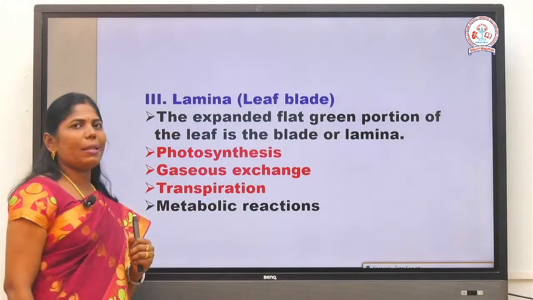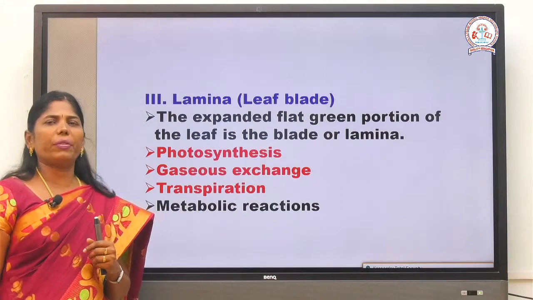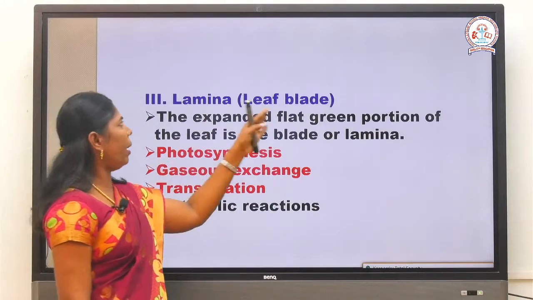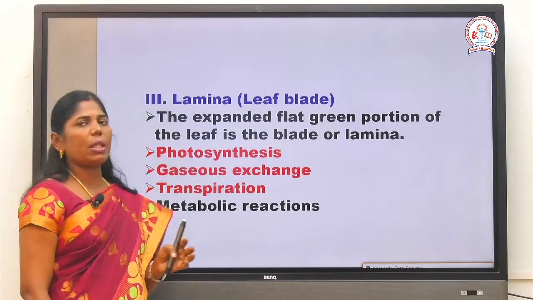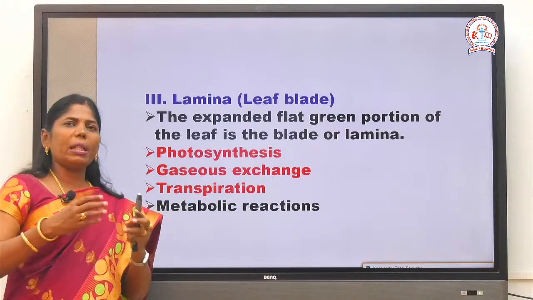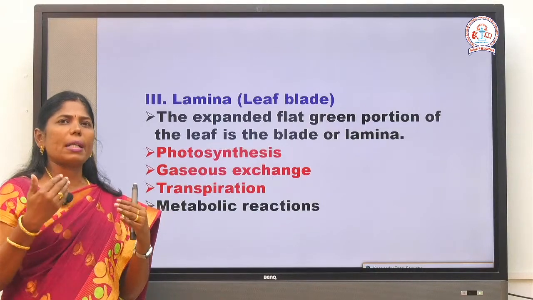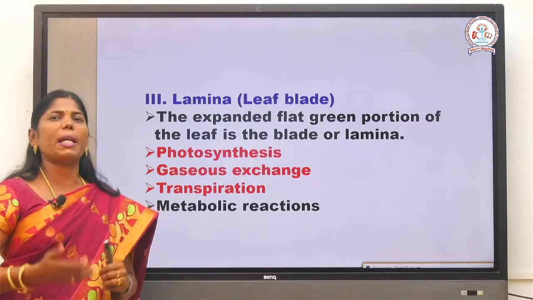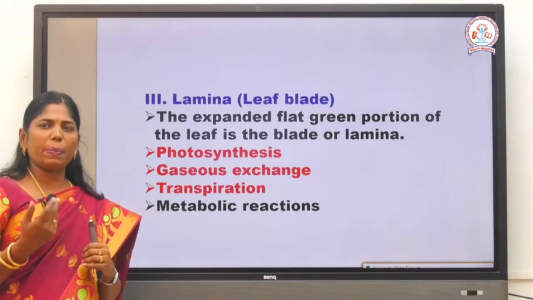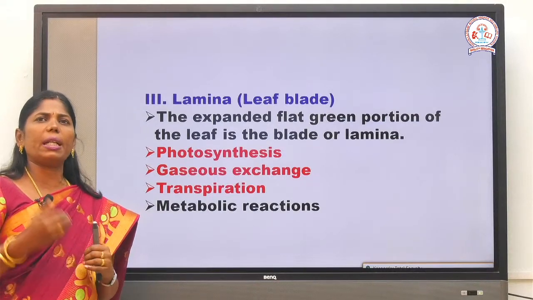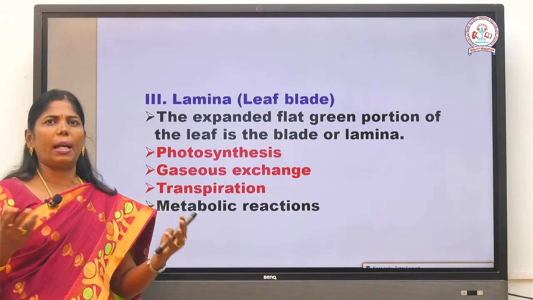So next we will see the lamina. The lamina is the third portion of the leaf, and it is considered the leaf blade. Lamina is otherwise called the leaf blade. This region is an expanded region, very thin and flattened, and green in color. So all the essential physiological functions take place here. What are the physiological functions? One is photosynthesis, respiration and transpiration. Everything takes place in the lamina, because the lamina is broad, thin and flattened.